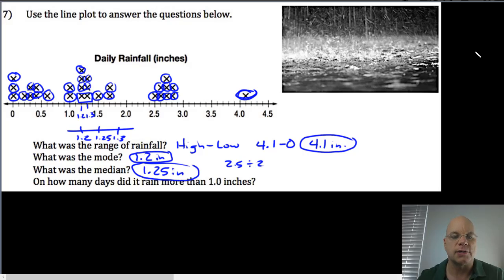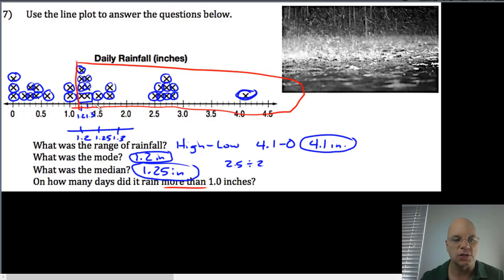So I'm going to box in, first of all it says more than 1 inch, so it wouldn't include these 2 days. But all of these other days that are more than 1 inch would be included, and so we just need to count the X's. I have 4 here, plus 3 more is 7, plus 3 more is 10, 11, 12, 13, 14, 15, 16, 17, 18, 19 days. There were 19 days where it rained more than 1 inch.